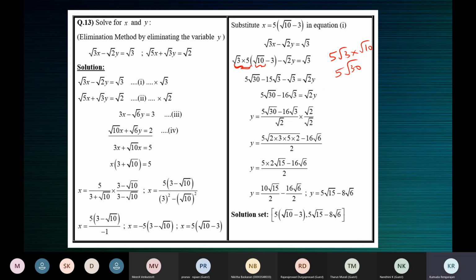You need to multiply this and this. So 5 root 30. Minus, we need to multiply 5 root 3 and 3. 5 root 3 into 3 is 15 root 3. And that's what you see here, 15 root 3. So this into this is here, and 5 root 3 into 3 is here.